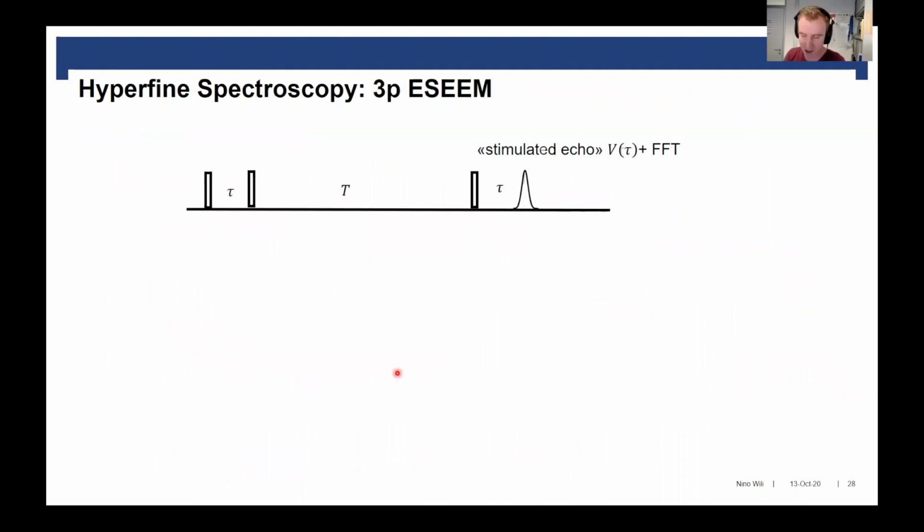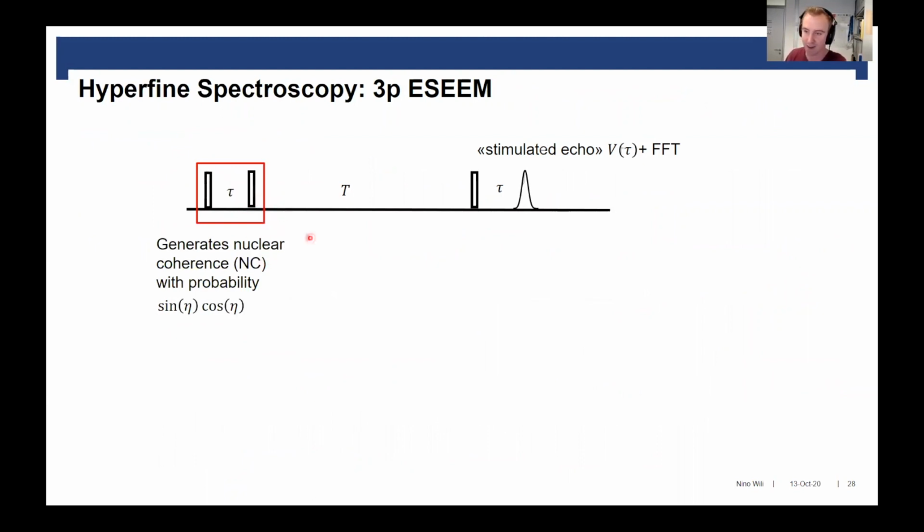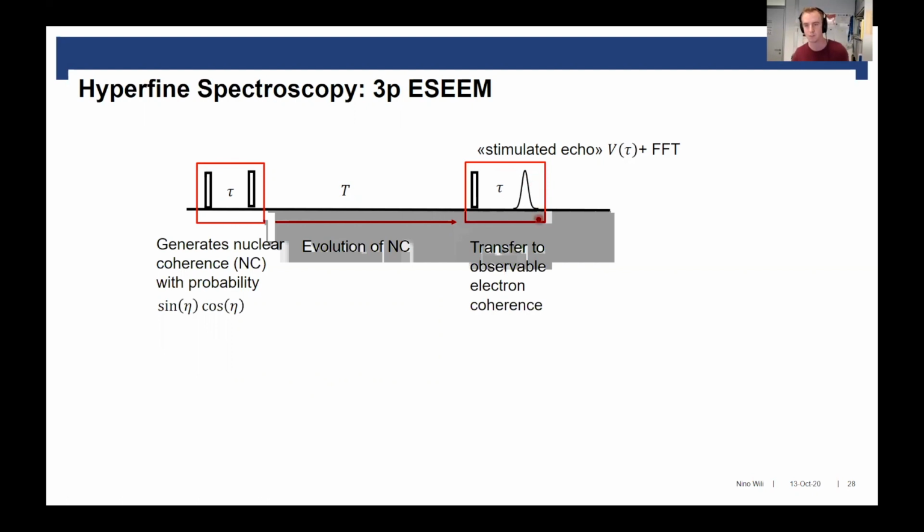And this you will just have to believe me, but if you go through the same formalism, a sequence pi half, tau, pi half, if you have this forbidden transition, actually generates nuclear coherence. So at this point, you actually have nuclear coherence with some probability. So it's sine eta, cosine eta. And then you can let this evolve for some time, and then transfer it back to observable electron coherence. So this is what we call 3-pulse ESEEM, because it's 3 pulses and it leads to an oscillation.